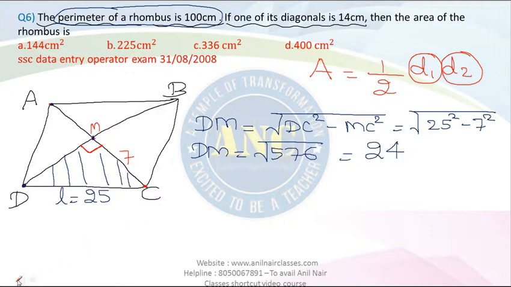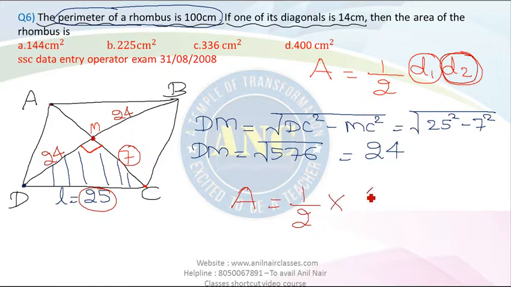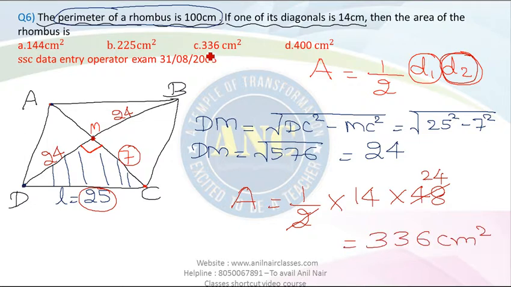But if you are a little smart, you will say that 7, 25 and the other value 24, these three form a Pythagorean triplet. That is the reason I told you how to find the Pythagorean triplets before starting all these problems. If DM value is 24, MB also will be 24. My second diagonal value is 48. Area is half into first diagonal 14, second diagonal 48. So this is 24 times 14. It is 336 centimeter square, which is option C.